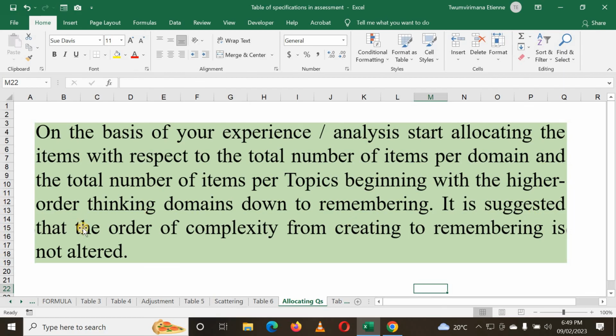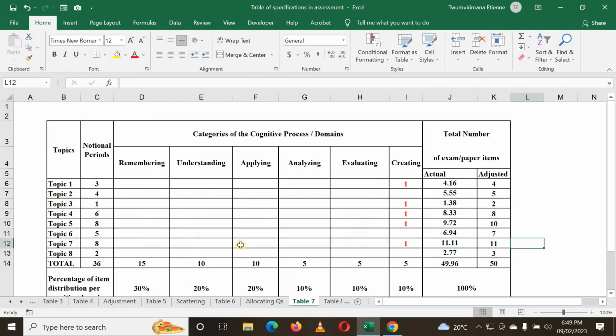It is suggested that the order of complexity from creating to remembering is not altered. You don't have to forget that. Let me just go to table number 7. What do I have here?